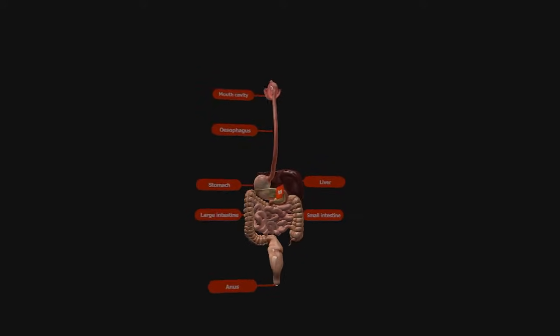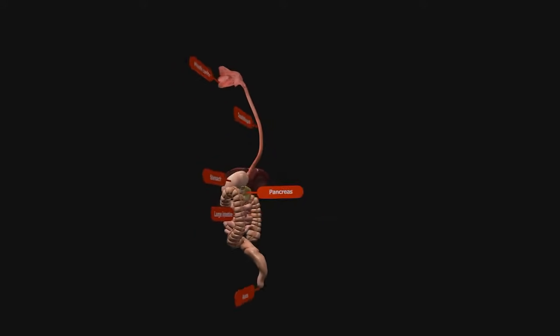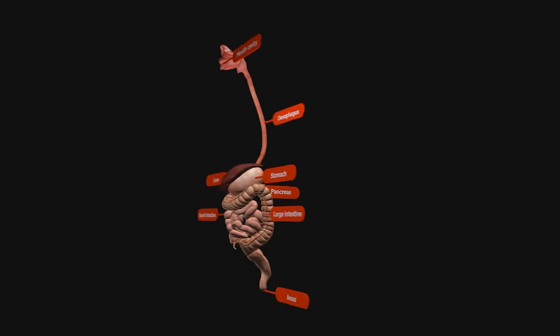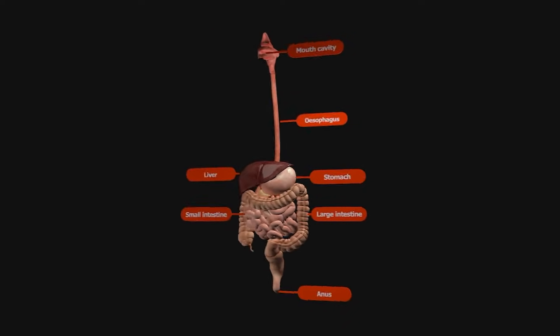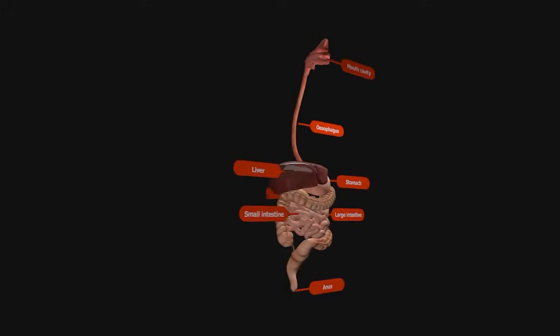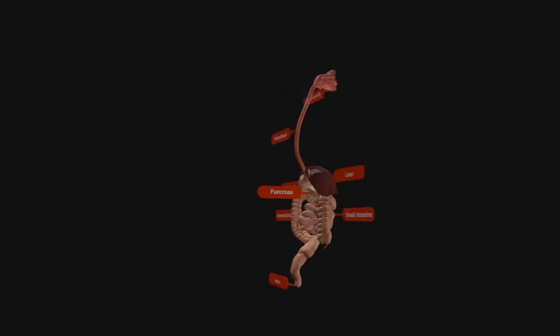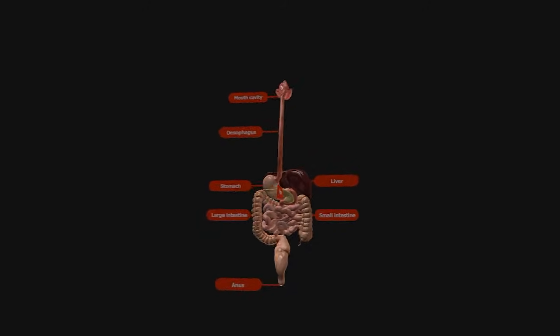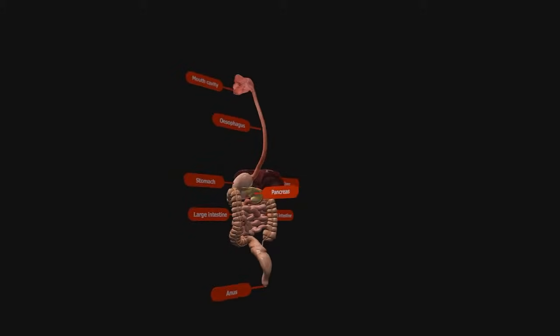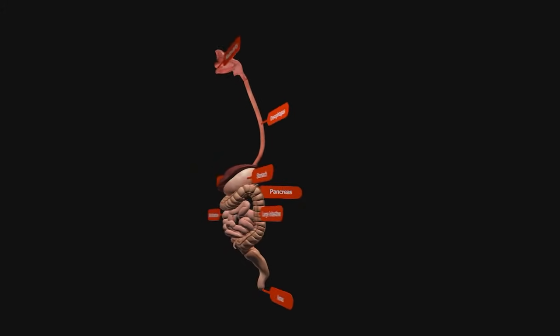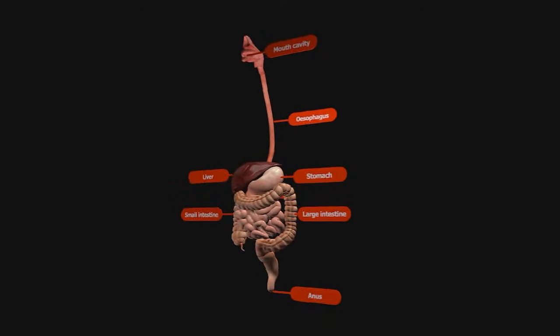The mouth contains teeth, which mechanically break down food, and the tongue, which helps to mix food with saliva. The esophagus is a tube-like structure that connects the mouth to the stomach. It uses muscle contractions called peristalsis to move food down to the stomach. The stomach is a muscular sac that mixes and grinds food with stomach acid and enzymes.